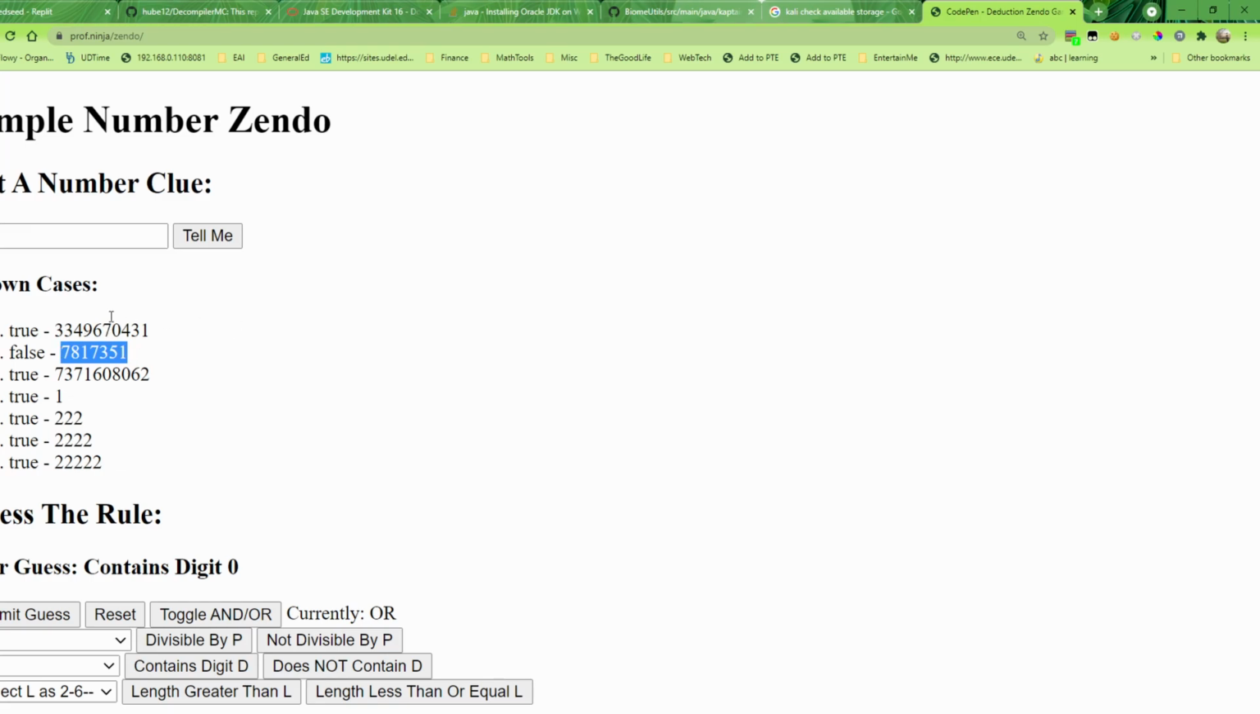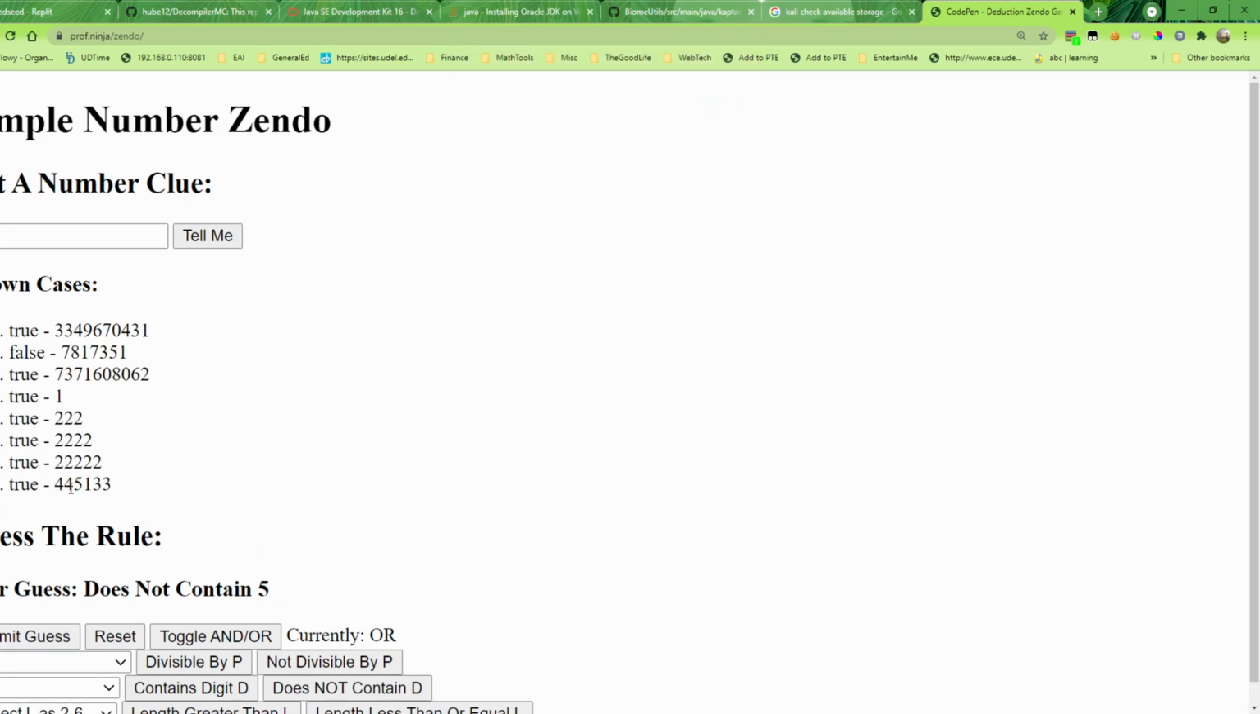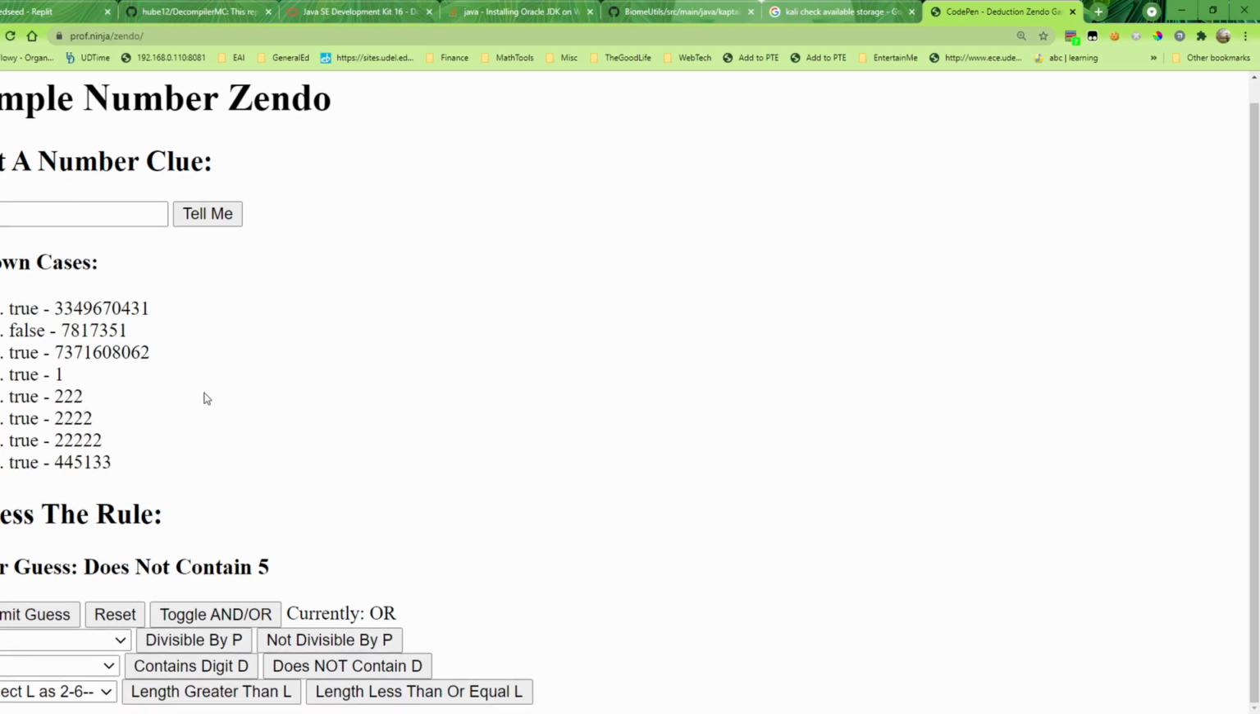So what does this one do wrong? It has a 5. It's the only one that has a 5. So maybe the rule is does not contain a 5. Ugh.